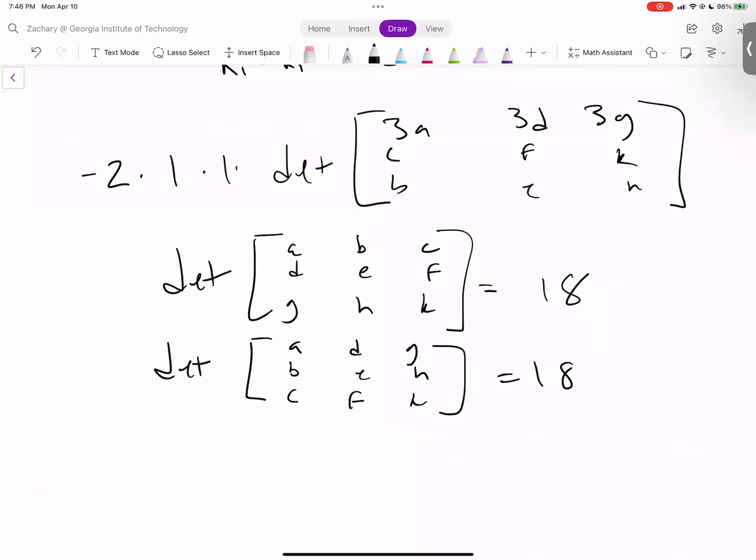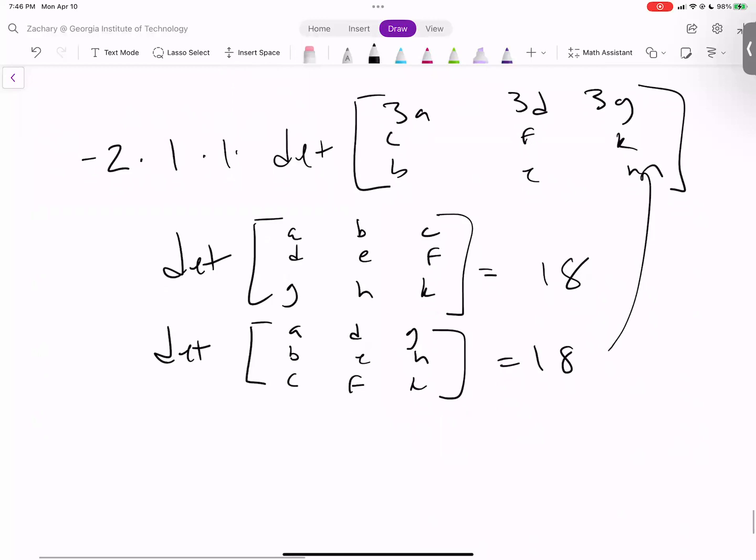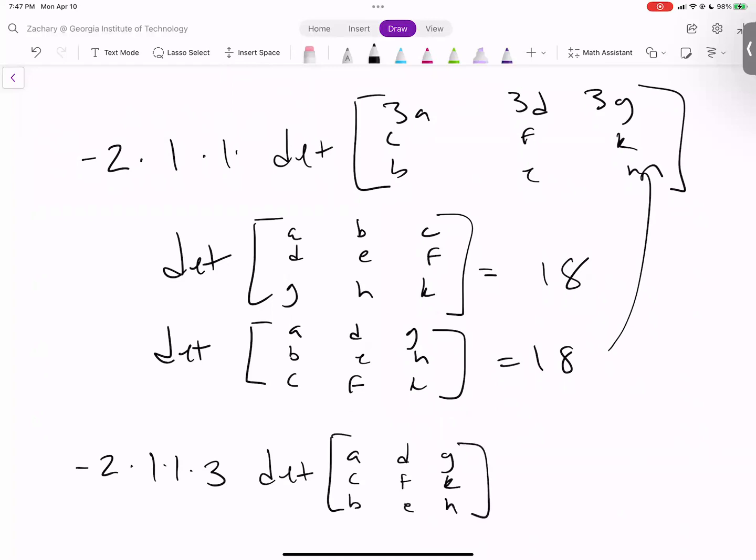Yep, we scaled the first row by 3 from here to here, right? So -2 times 1 times 1 times 3 times the determinant of A, D, G, C, F, K, B, E, H. Now what's the last thing we've got to do? Swap these two rows, right? And then we have our lovely number 18 there.